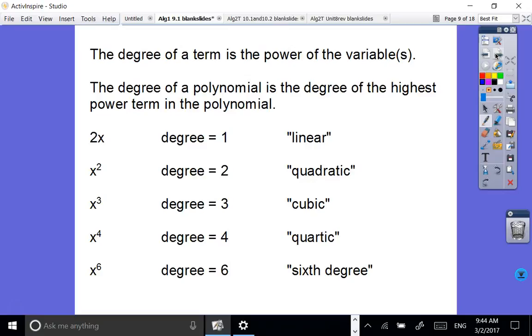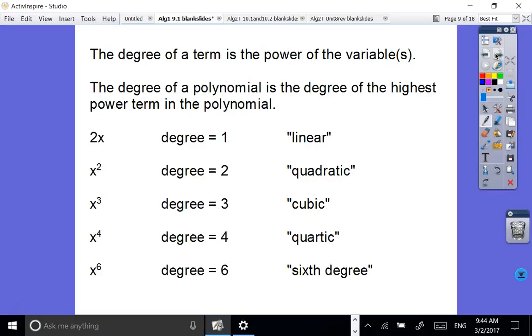Quintic. I mean, quintic is not a bad one. But usually at a certain point, you just say 6th degree, 7th degree. We don't really have a word for it, or at least not that we use commonly. But definitely, the first 3 we should know.